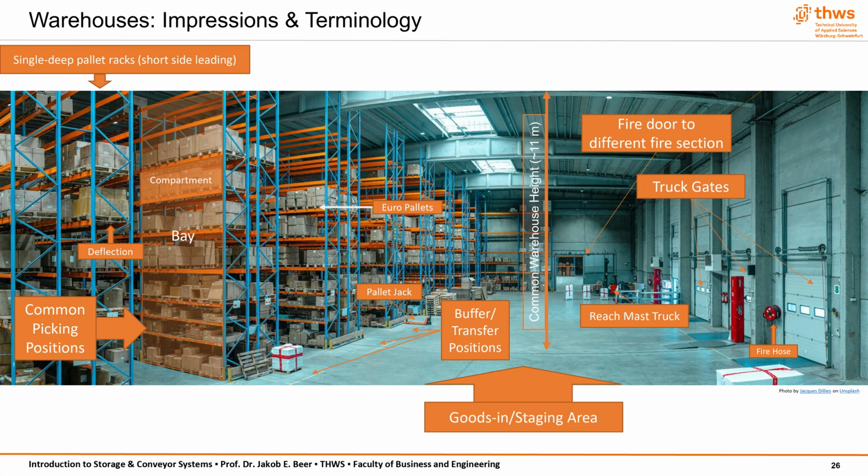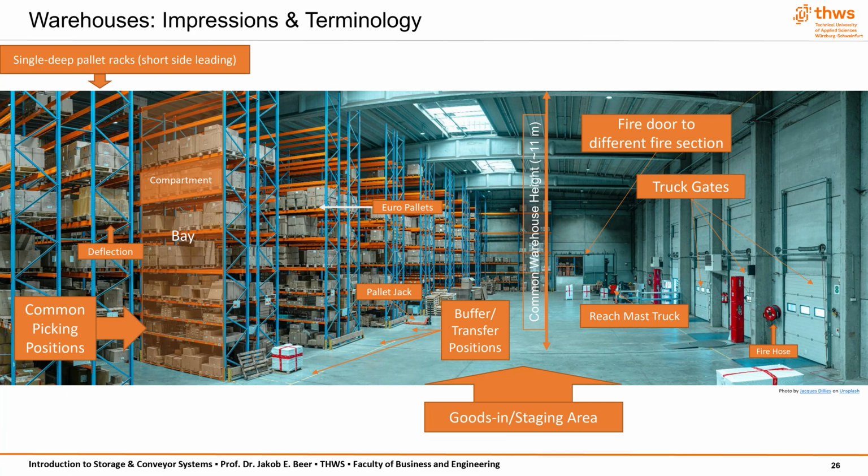But it quite simply is also the standard way of storing pallets in racks. On this picture, you can see pallet racks standing back to back to reduce the warehouse space needed. In other situations, they might stand at a wall. A key advantage of single deep pallet racks is their simplicity.